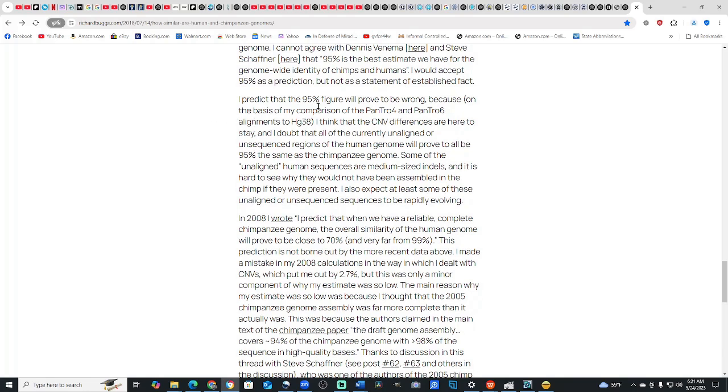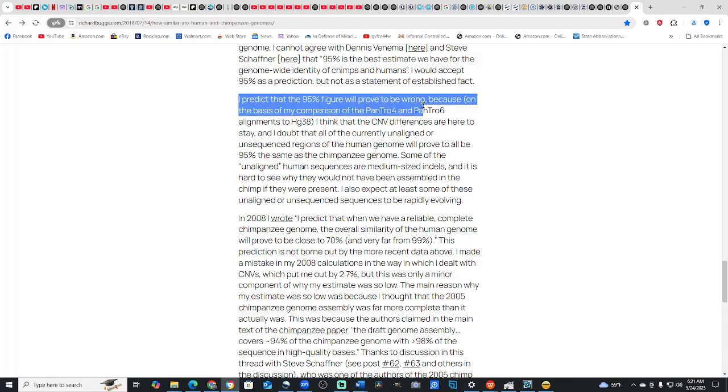And he makes a prediction that the 95% figure will prove to be wrong, on the basis of his comparison of Pan 4 and Pan 6 alignments to HG38, which was the sequence of the human genome at the time. This is well before we did the T2T. The T2T got sequenced, I think, either last year or the year before, so it hasn't been sequenced long. And HG38 was the most current sequence at the time he wrote this blog.